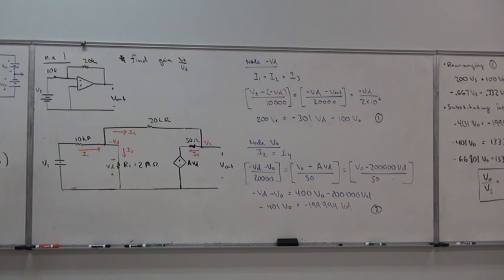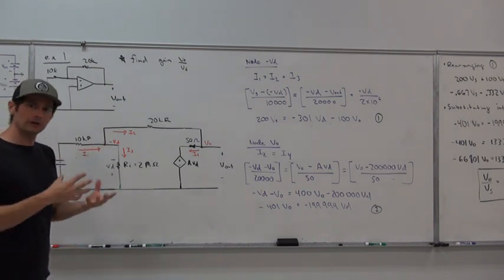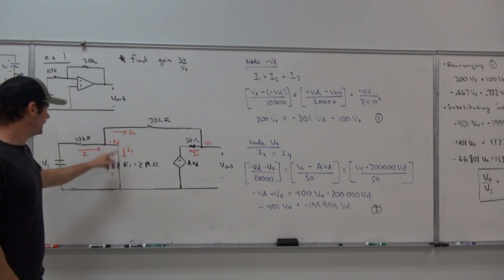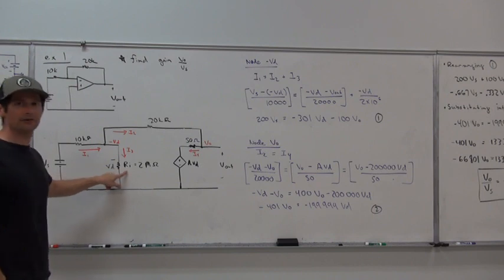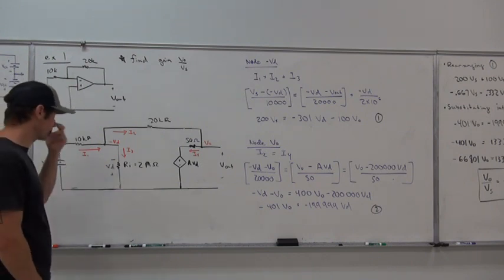So if we redraw this circuit in such a way that we put in the model for the non-ideal op-amp, then in this case we have a connection from basically the 10K ohm resistor. We're going to connect that down to our internal resistance, which is 2 mega ohms. So that's 2 times 10 to the 6.